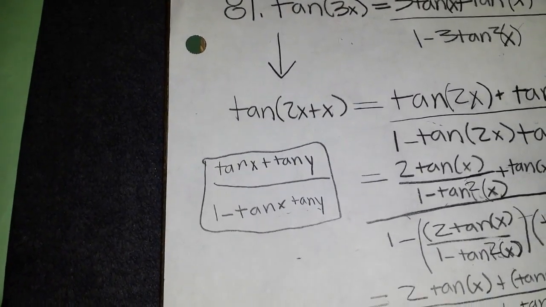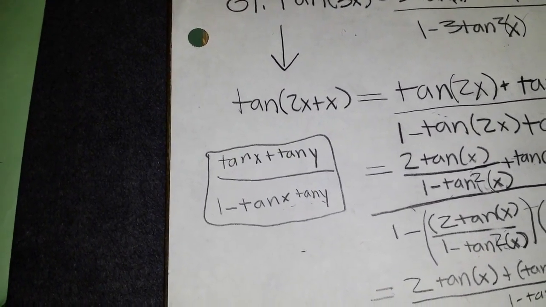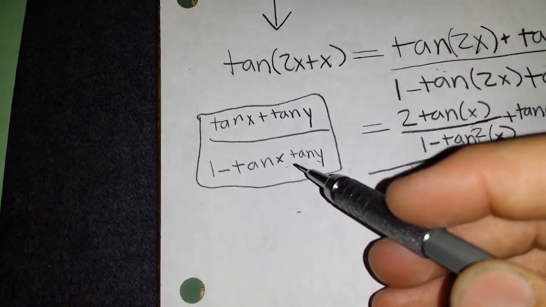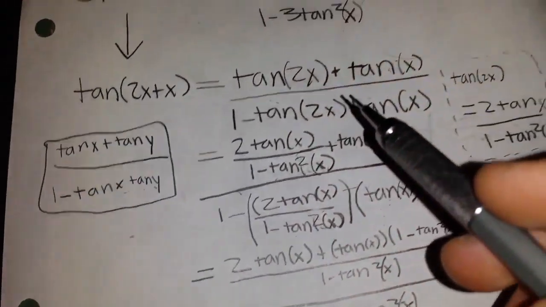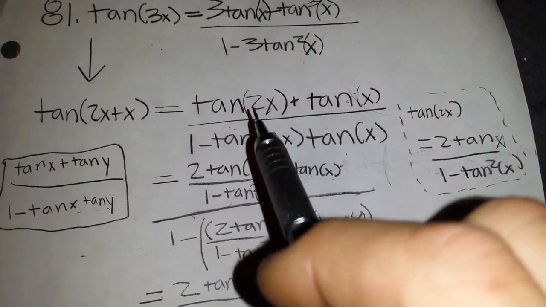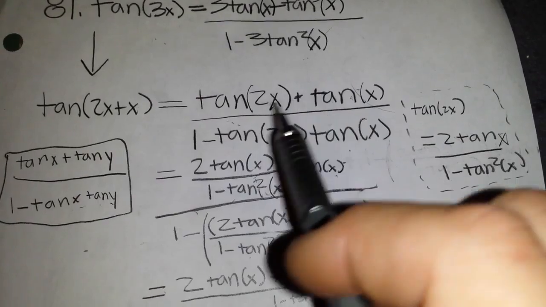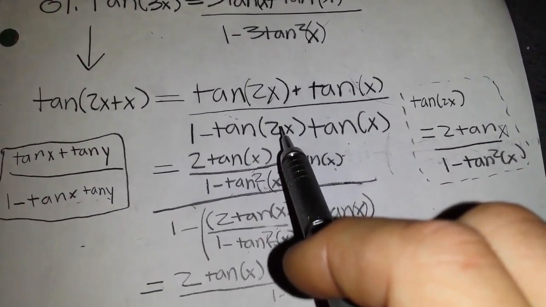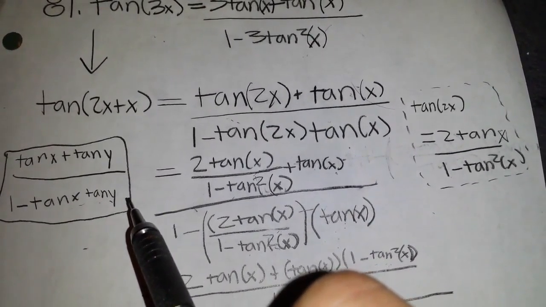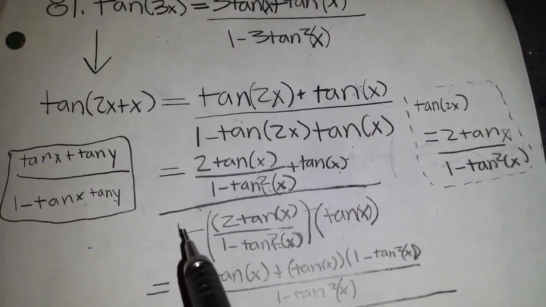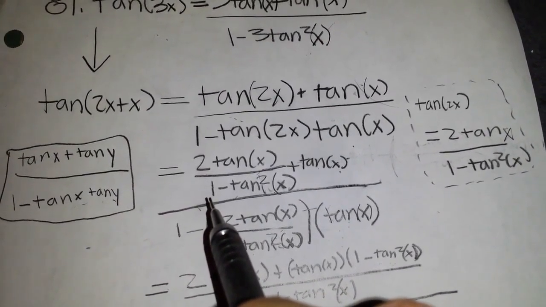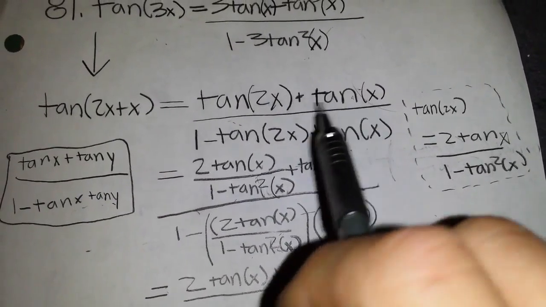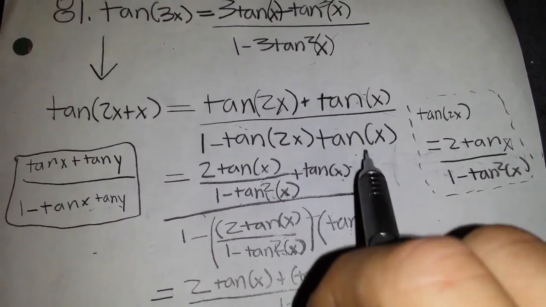which is equivalent to tangent of x plus tangent of y, all over 1 minus tangent x tangent of y. And so basically all I did was substitute in tangent of 2x plus tangent of x, all over 1 minus tangent of 2x times tangent of y, but y is just x, and that is equivalent to tangent 2x plus tangent x, all over 1 minus tangent 2x times tangent of x.